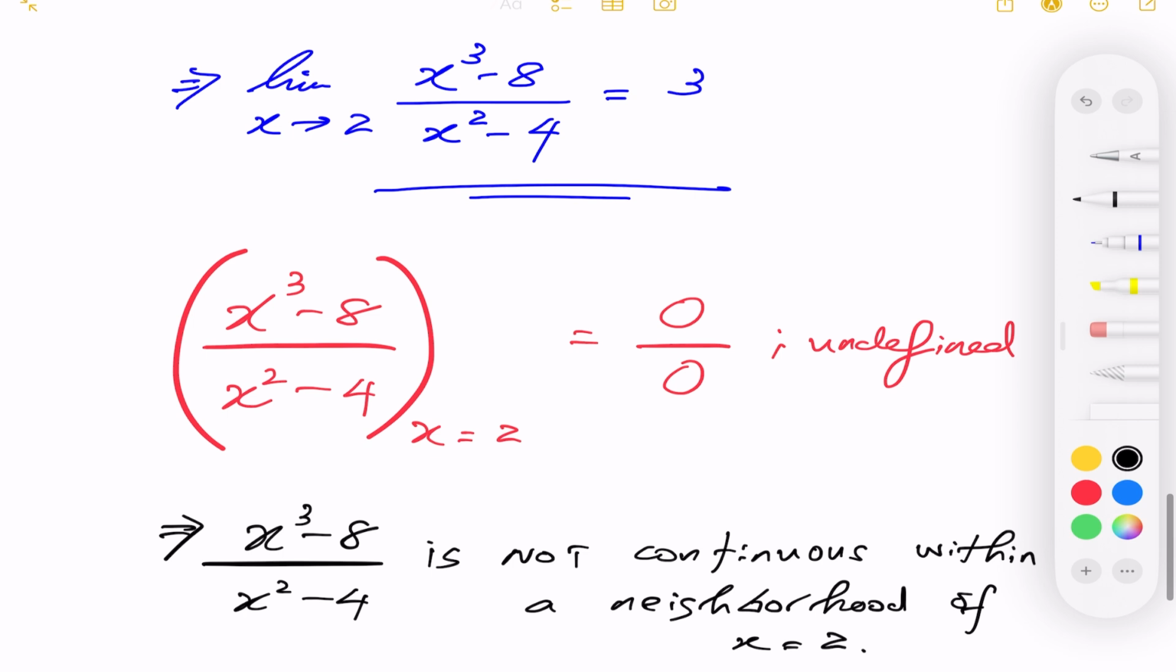Well, in case you wanted to create a problem with this function so that it is still continuous within a neighborhood of x equals 2, in that case we will have to define that function using a piecewise component. We can define our f of x to be equal to x cubed minus 8 over x squared minus 4 everywhere except the case where x is equal to 2. Then the other component of that piecewise function should be defined to be equal to 3 when x is equal to 2. Well, if we define a piecewise function that way, that function is going to be continuous.